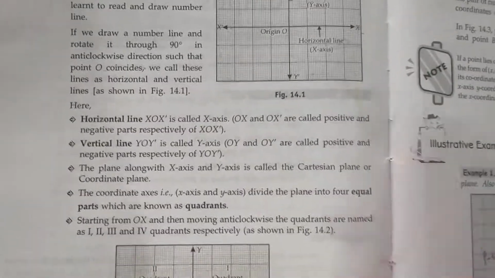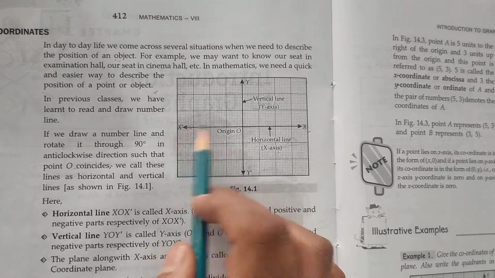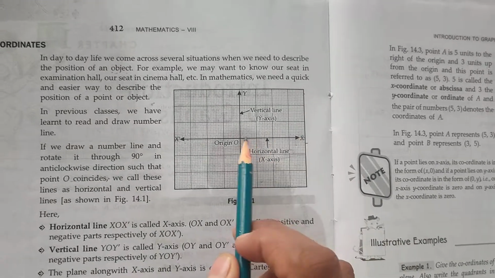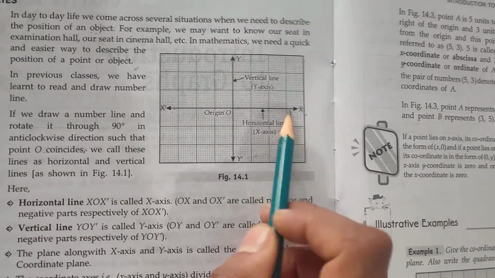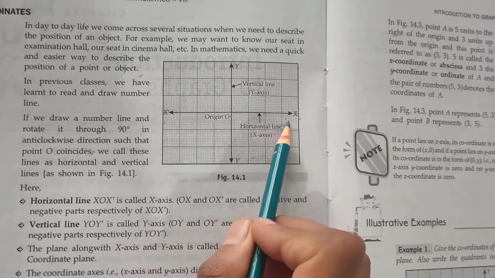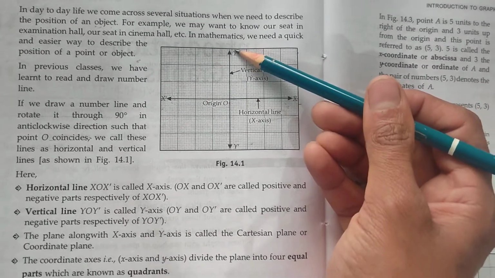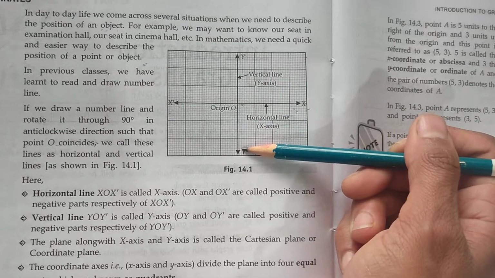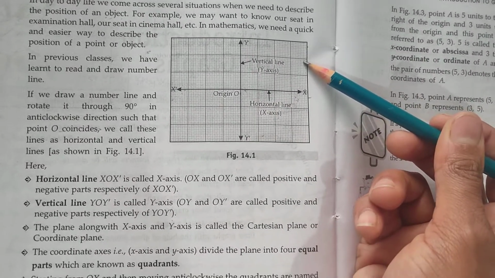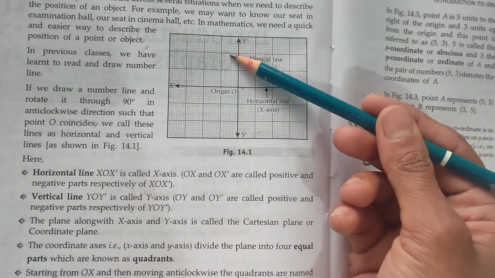Okay, let's start. First is our horizontal line. The horizontal line X'OX is called the x-axis. OX is our positive axis, OX' is our negative part, and this is the horizontal line. This OY is our vertical line. OY is positive, OY' is negative. The plane along with the x-axis and y-axis is called the Cartesian plane, or you can say coordinate plane. Its complete form is known as the coordinate plane.